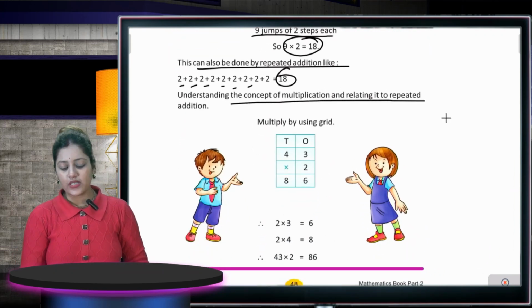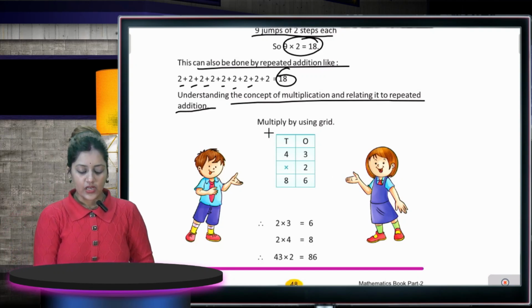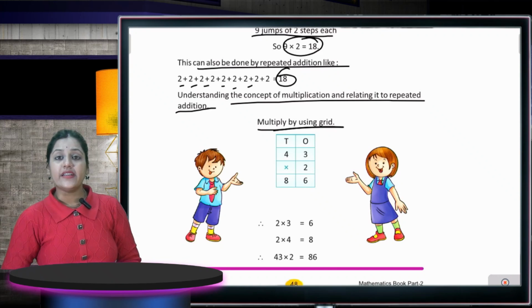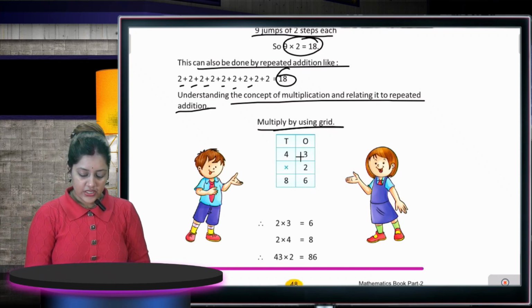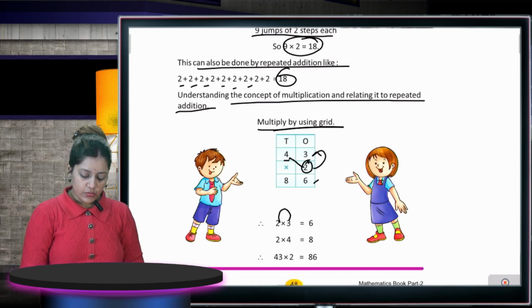Understanding the concept of multiplication, relating it to repeated addition. Multiply by using a grid. So what is it? 4, 3 multiplied by 2. So 2 is first multiplied by 3. So 2 threes are 6. Now 2 is multiplied by 4.